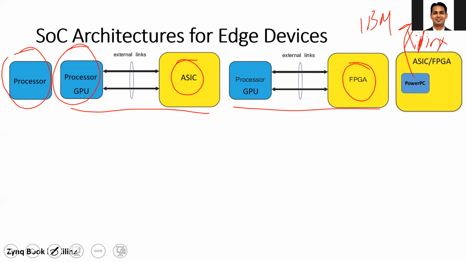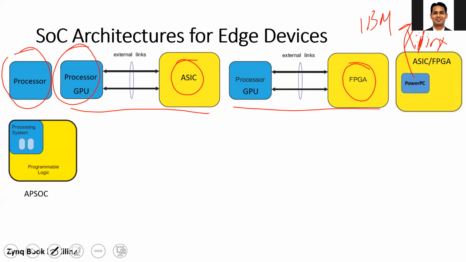Then over time, the ARM processor became popular. So Xilinx came up with a new architecture, which is called the Zynq architecture, and it is called the APSoC, that is the all programmable SoC. In this case, they have replaced the PowerPC with the ARM processor, a dual core ARM processor. This is the architecture we are going to use in our lab, and this programmable logic is the FPGA logic. The processing system, which is the ARM processor, and the programmable logic, which is the FPGA, are on the same chip. This is the system on chip solution.